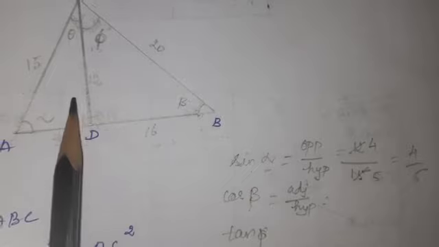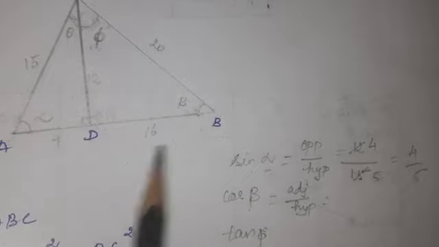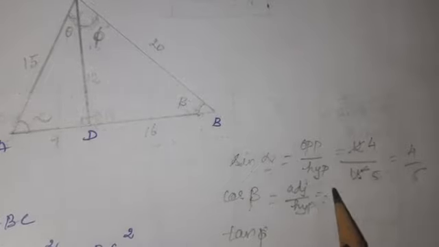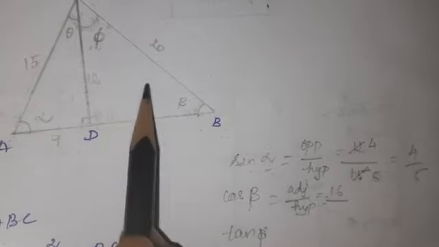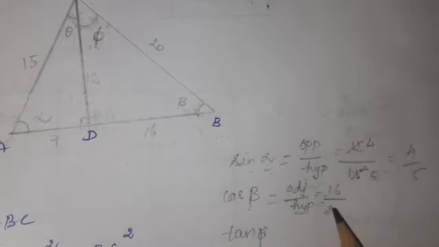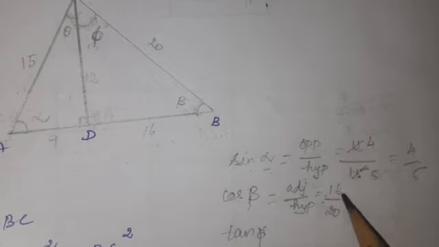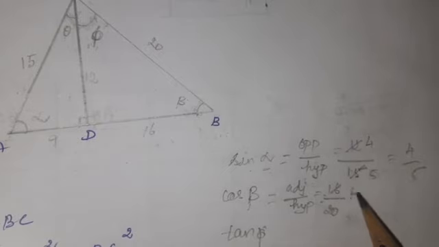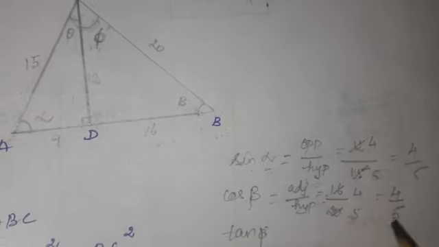The opposite side is 12. Adjacent is 16. We want adjacent, so 16 by hypotenuse, which is 20. So here I am writing 20. We can cancel this in the 4 table: 16 is 4 times, 20 is 5 times. Therefore, the answer is 4 by 5.